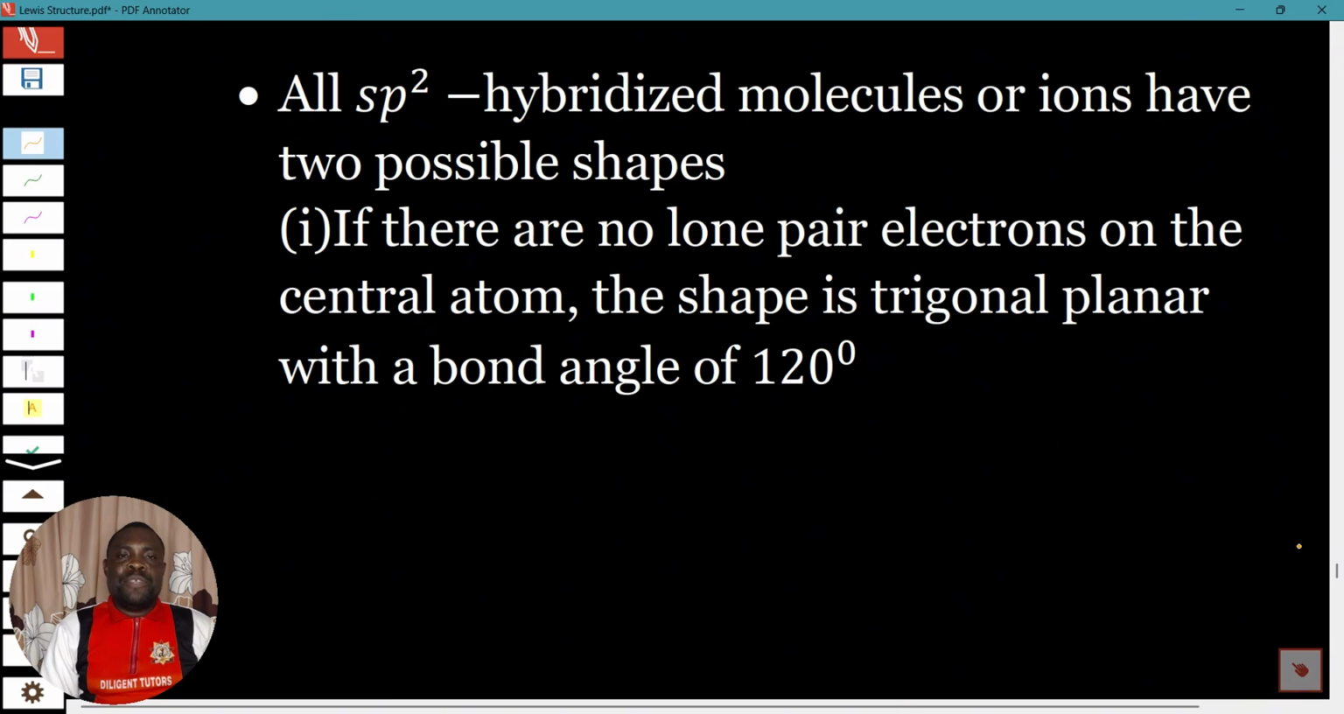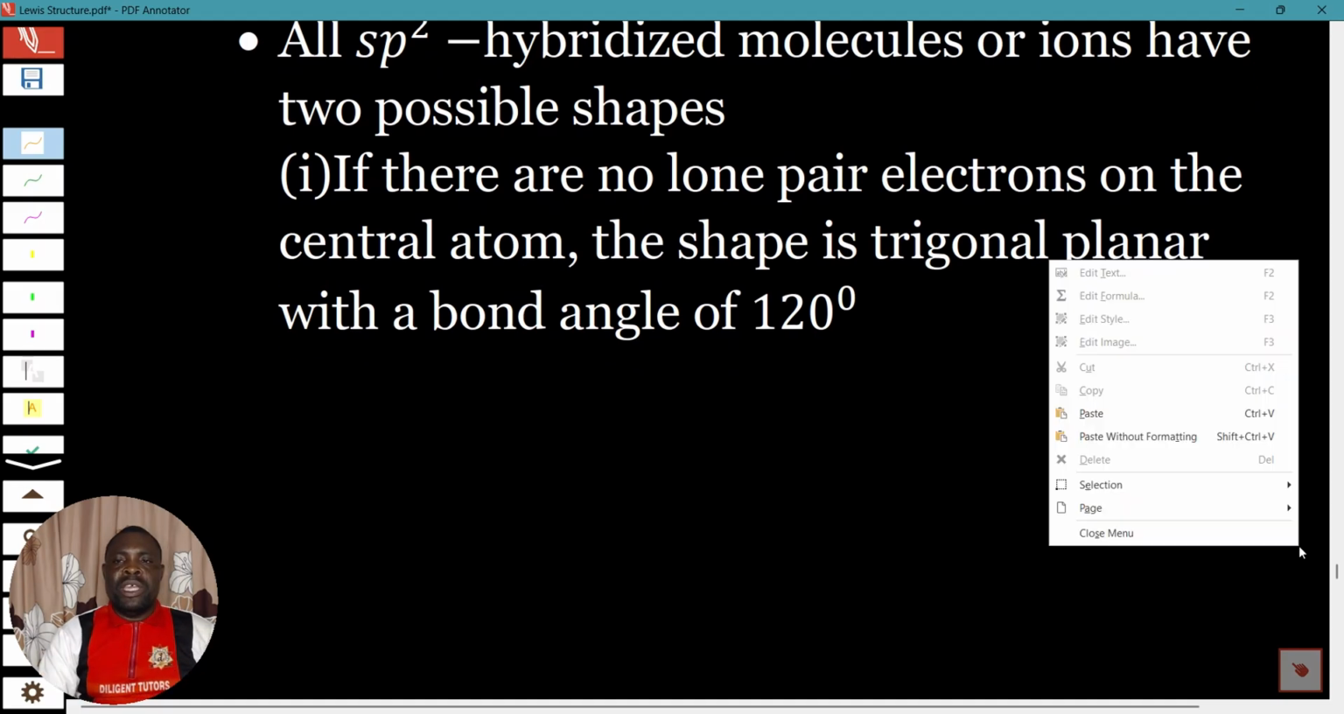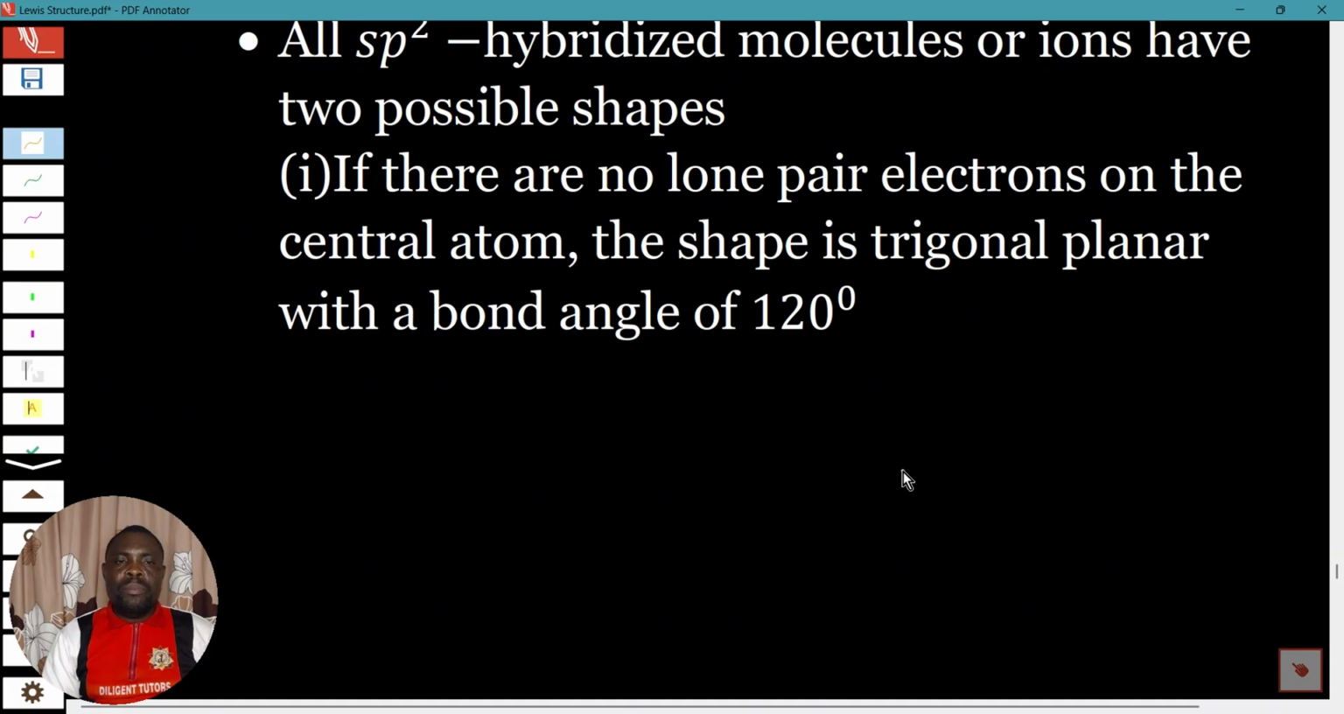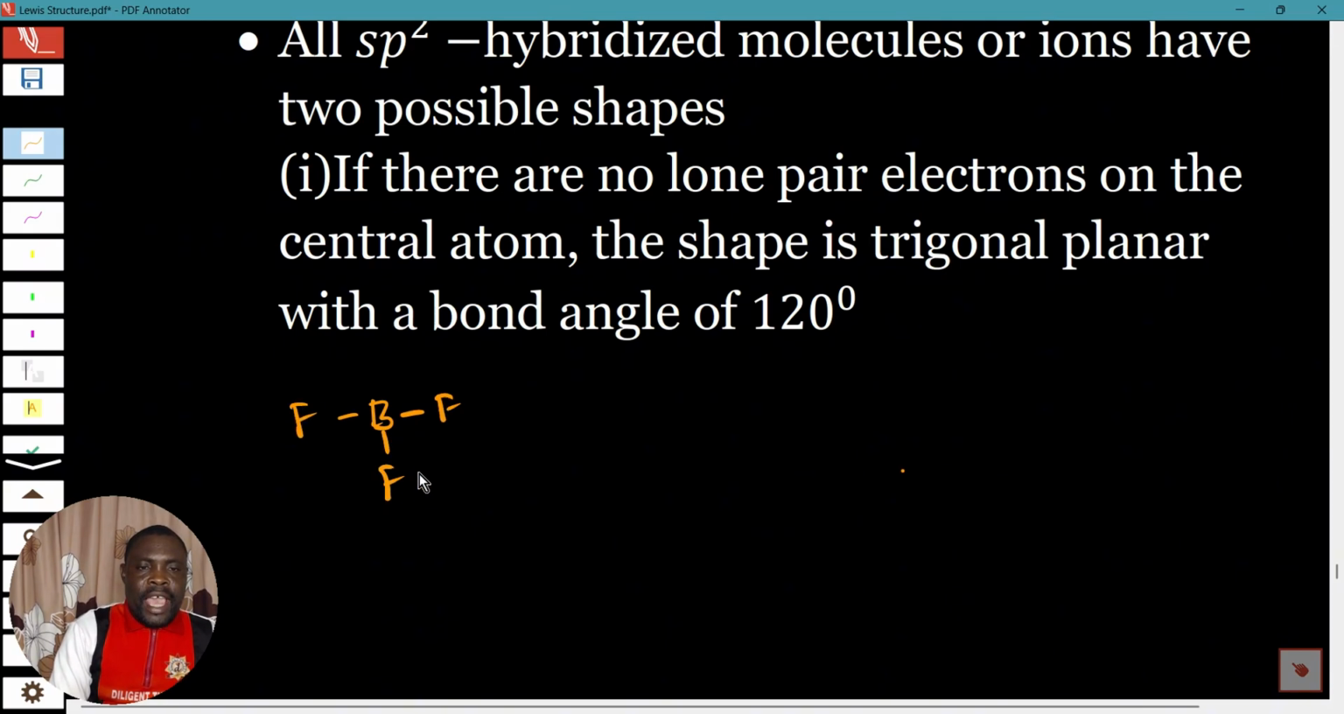Now, all sp2 hybridized molecules or ions have two possible shapes. Number one, if there is no lone pair electron, the shape will be trigonal planar with a bond angle of 120 degrees. In our hybridization class, you can see that the hybridization of BF3 is sp2 hybridized.